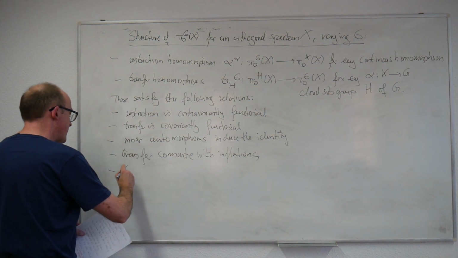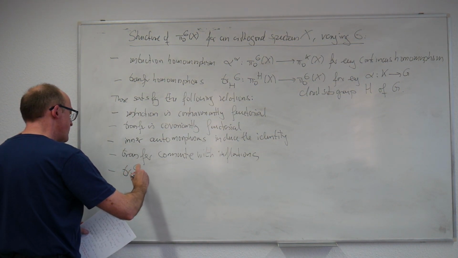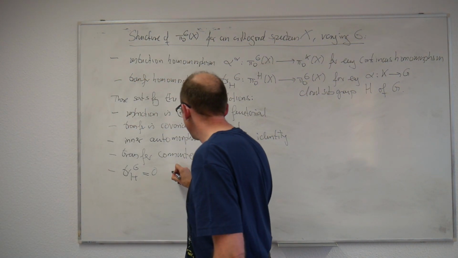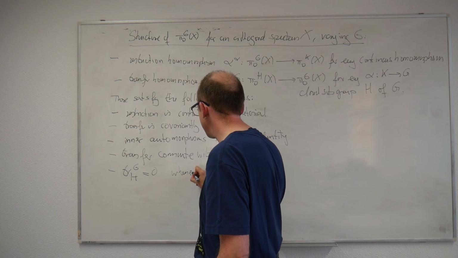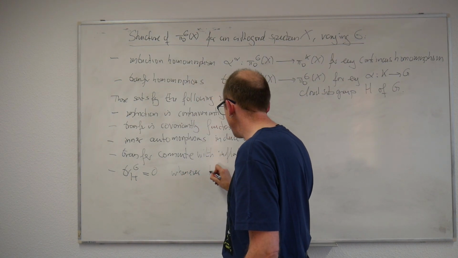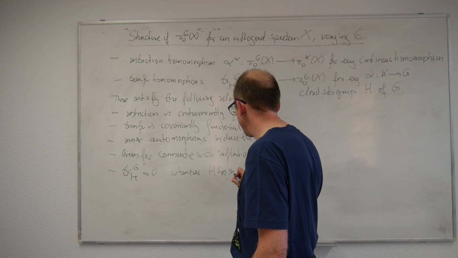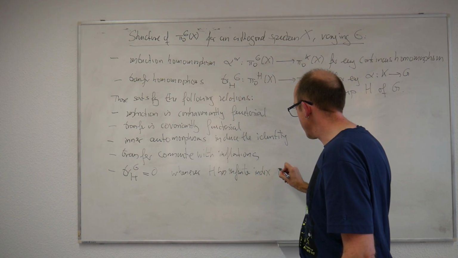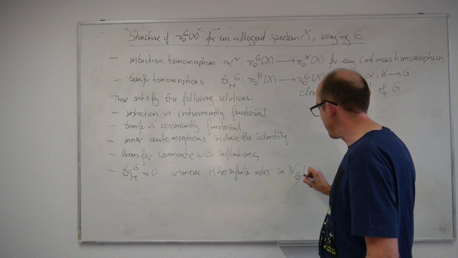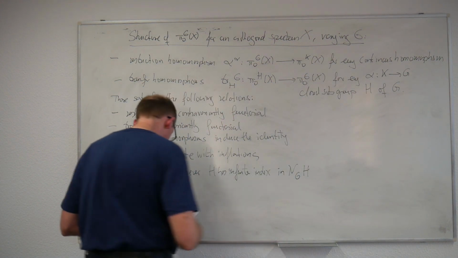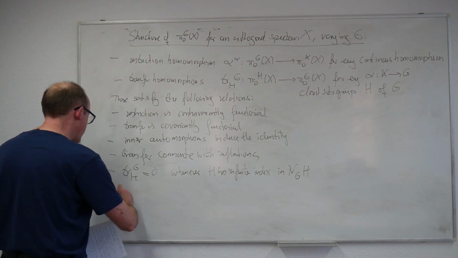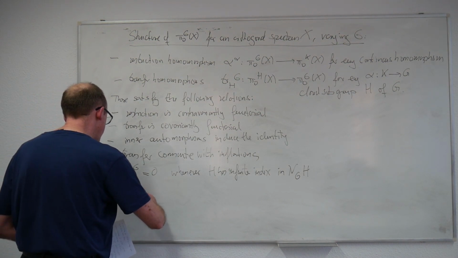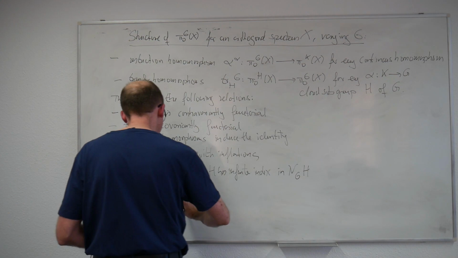Finally, we saw that the transfer sometimes vanishes, namely whenever H has infinite index in its normalizer, the normalizer of H in G, or equivalently if this normalizer has a strictly larger dimension. And then finally the double coset formula holds.